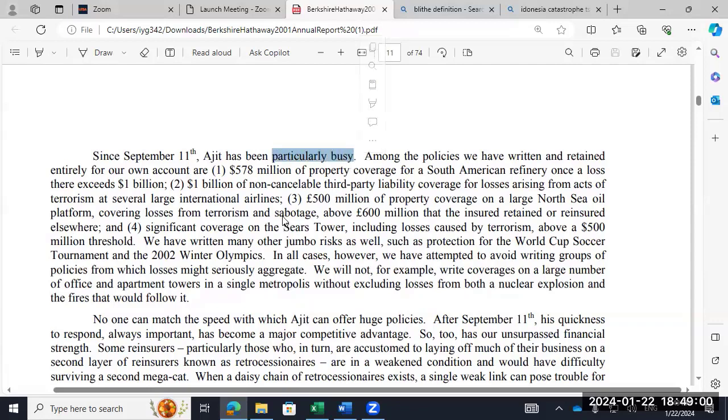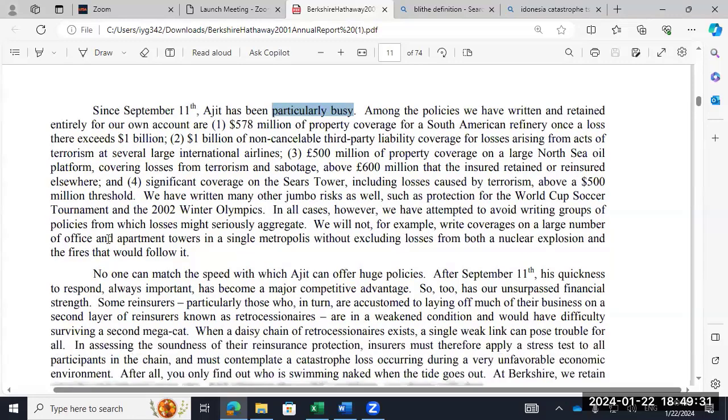Particularly busy. He just gave us 5 pages on that we need to be more cautious. We got to be more careful about risk we take. Oh, but Ajit, man, he's been just really productive, particularly busy. Does that sound consistent with let's be measured and careful? Let's see the other word he uses. Yeah, I like this.